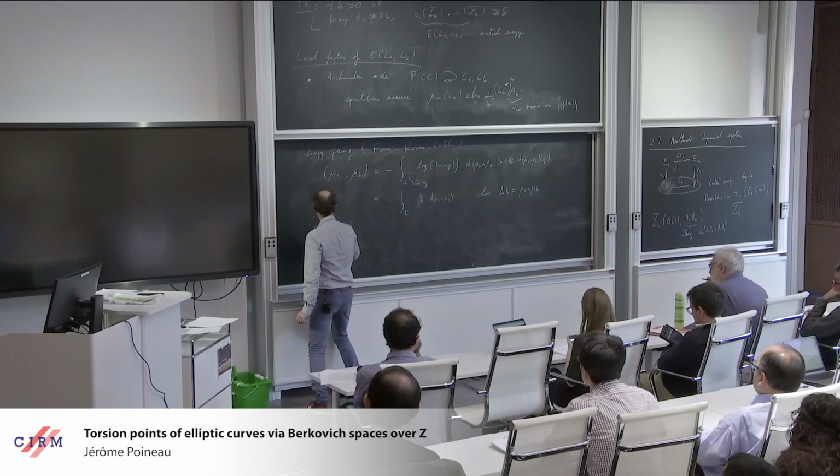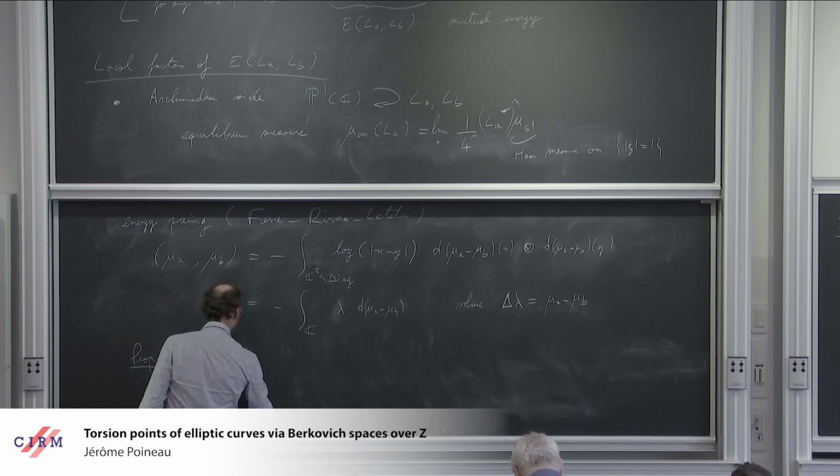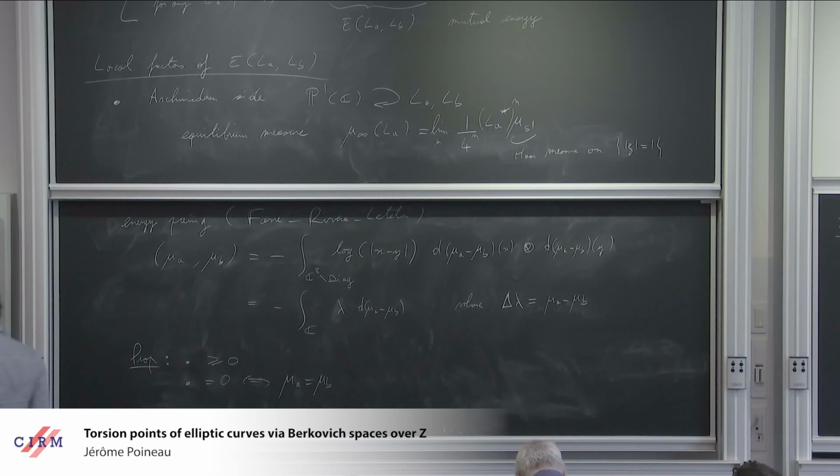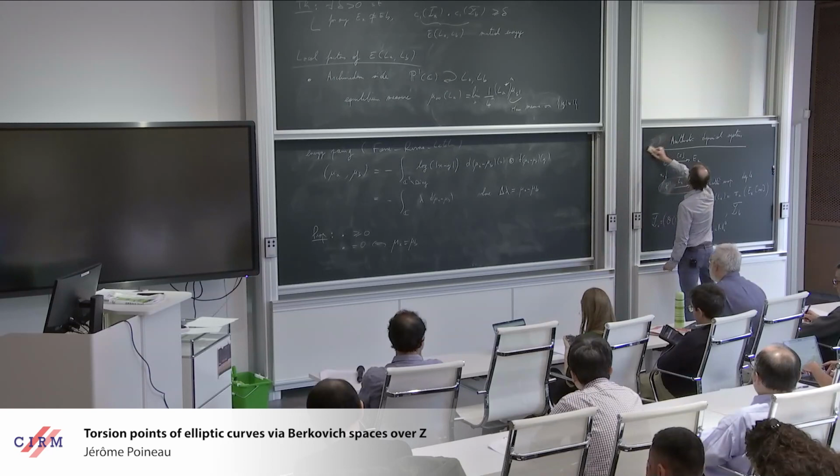You have nice properties of this local pairing. First is that this is non-negative, and this is zero if and only if the measures are the same. Did I forget something I wanted to say? No, seems fine so far. And so that's what I want to say about the Archimedean setting.